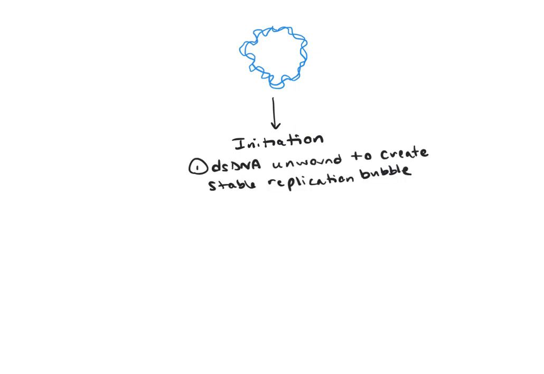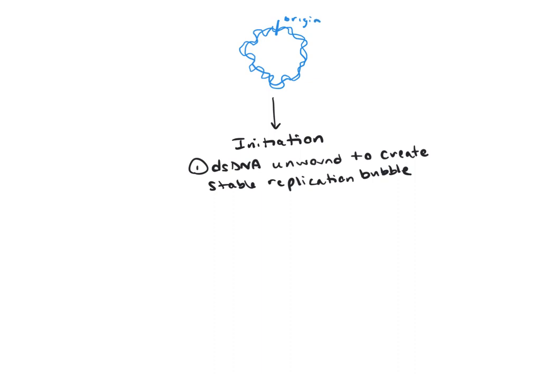So let's use the bacterial genome or E. coli genome as a model for how replication works. The first stage is initiation. There are a couple things that have to happen during initiation. First, the double-stranded DNA has to be unwound and opened to create a replication bubble. That happens at a specific sequence called the origin of replication.